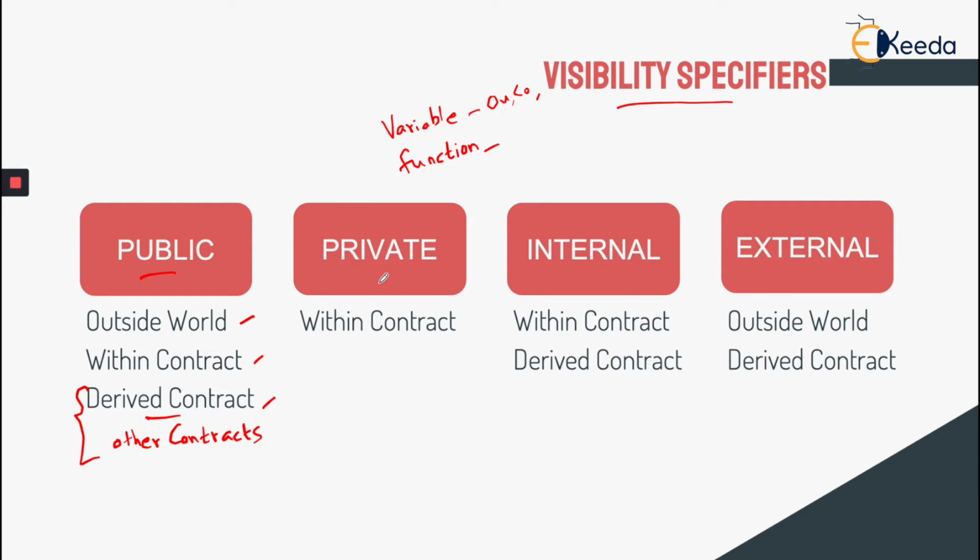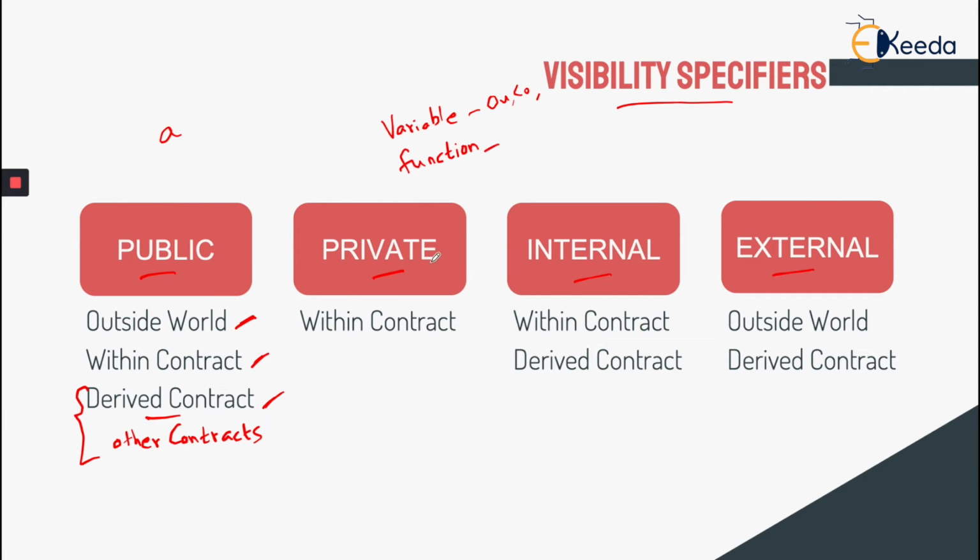Now there are four types of visibility specifiers: public, private, internal and external. What does the public specifier mean? The outside world, which means the externally owned accounts, within the contract and the derived contract, all can access the public variables. So once you create something like A and make it public, all of the outside world, within the contract, derived contracts and other contracts will be able to access the variable, read the value of the variable, write some value to the variable, etc.